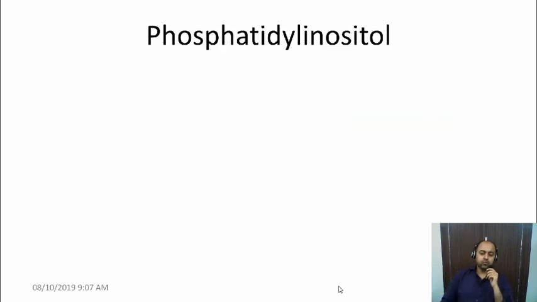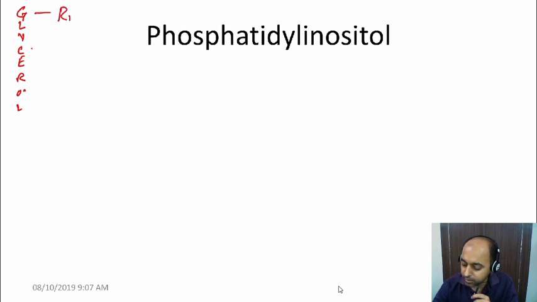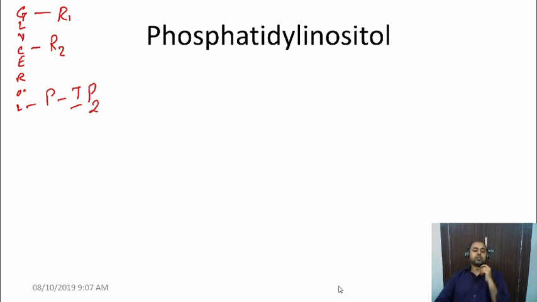Then we have what is known as phosphatidylinositol. Phosphatidylinositol is a very specific molecule. Here the glycerol is attached to R1, it is attached to R2, and the phosphate is attached to inositol diphosphate.